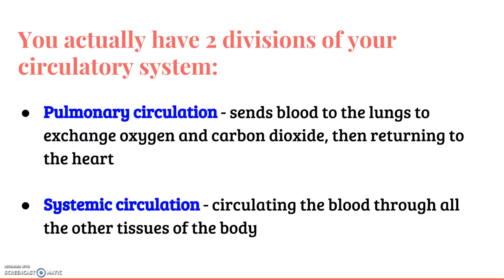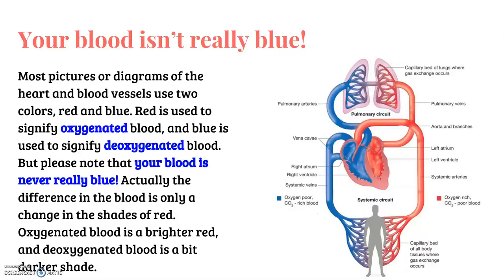So you actually have 2 divisions to your circulatory system. And when you watch the Khan Academy video, you'll see that. So there's the pulmonary circulation. That sends blood to the lungs so that you can exchange your carbon dioxide and oxygen there in the lungs. And then you also return that blood back to the heart. So that's the pulmonary circulation. You also have your systemic circulation, and that is the circulation of blood throughout all the other tissues and organs of the body.